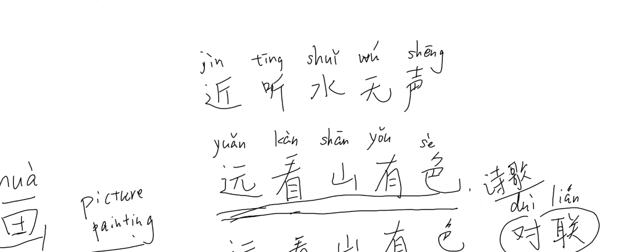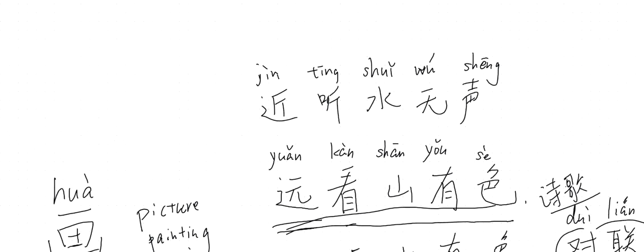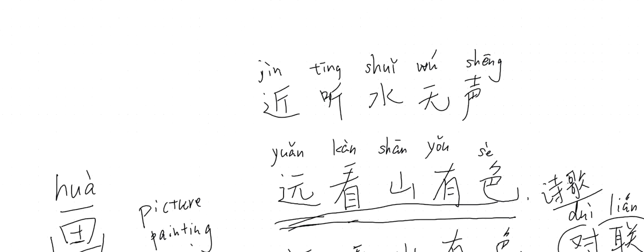Okay, I guess not. My board is loading. So what is 静? Is it like wheat? Well, I don't know. 静 is close, near, right? Close, near, nearby. 听 is listen. Yes, listen.